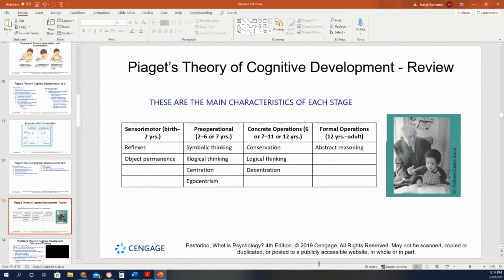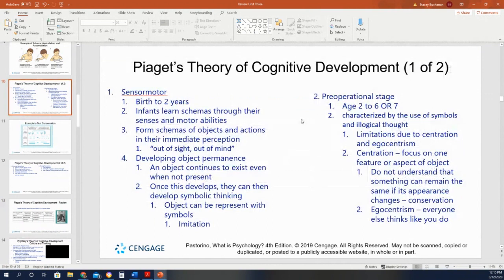Okay. And then to our concrete operation stage, we develop conservation, we become more logical thinkers, and we become less focused on one feature. We kind of can see things as a whole. So, decentration. And then finally, finishing up with our formal operation stage, we have what's known as abstract reasoning. So go through these real quick.